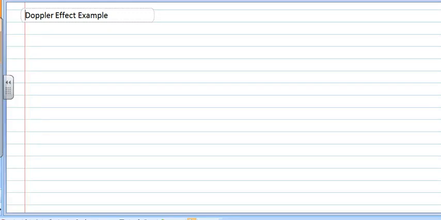Okay, welcome back everyone. In this video we're going to look at an example of how to solve a problem using the Doppler effect. So this is actually number 78 on page 502. And so what you have is a fire truck which is racing towards a fire over here.